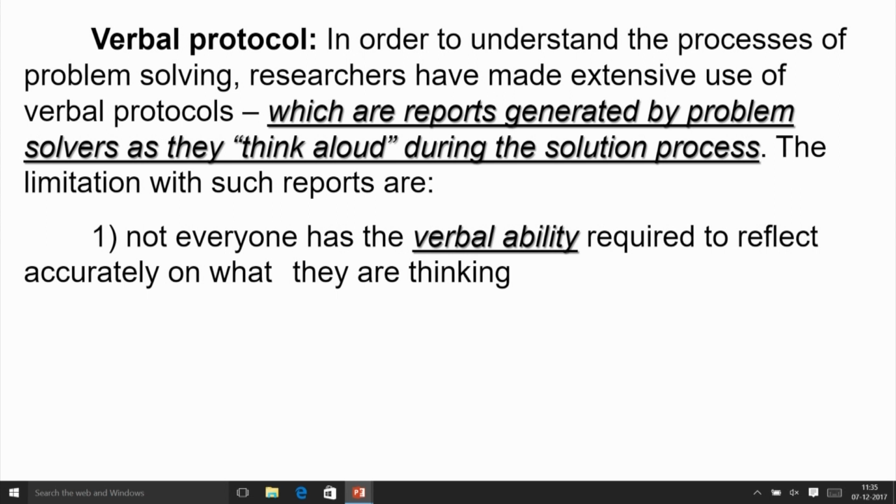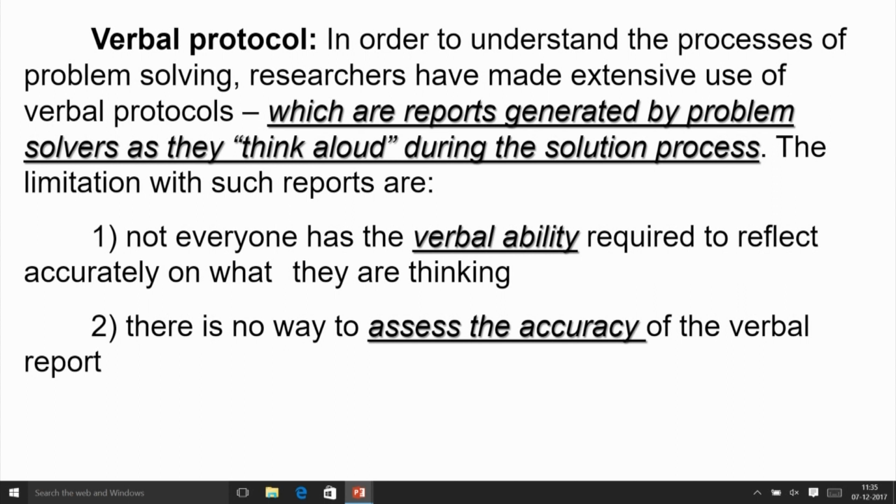The second problem is there is no way to assess the accuracy of what the verbal report is. Somebody may say something and be doing something else, and so there is no way to tell if people are lying or cheating, deliberately or indeliberately, or if they are reporting the right technique of how they are solving the problem. And so, there is no way of accuracy testing.